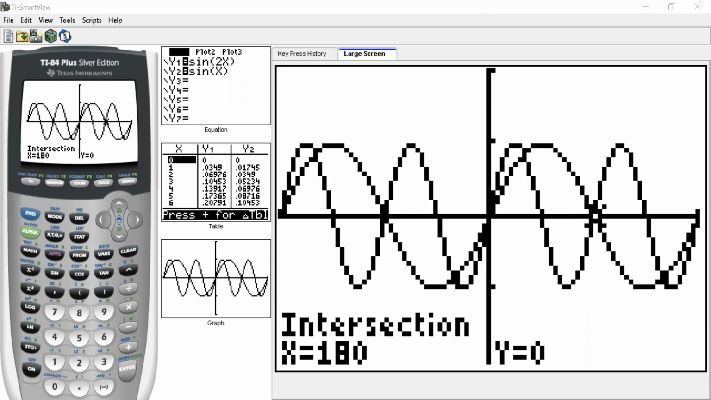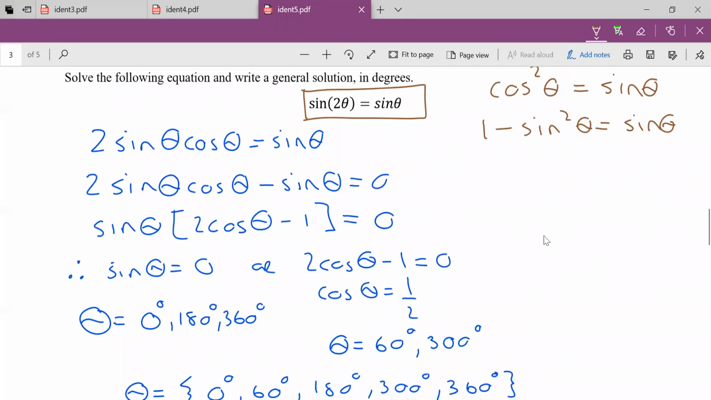So what I want you doing on questions with identities, any equation for that matter, I want you to do the question algebraically, then check my work by graphing my answers. Why not? There it is, friends. There is solving equations with identities, and you are almost done, trig, finally.